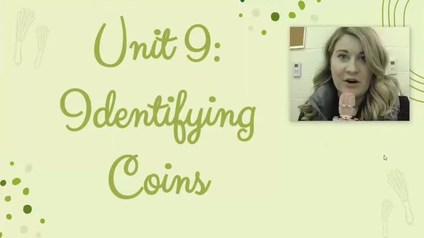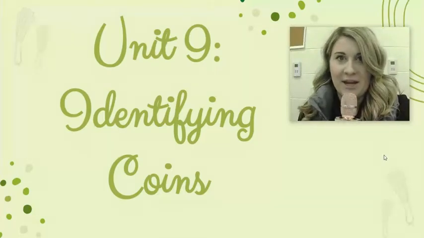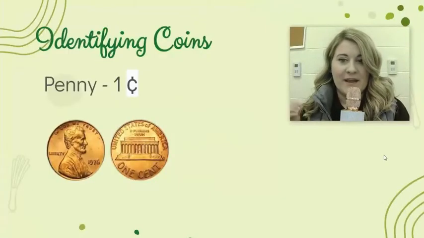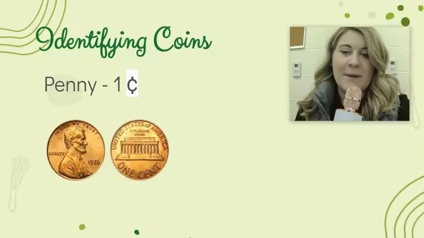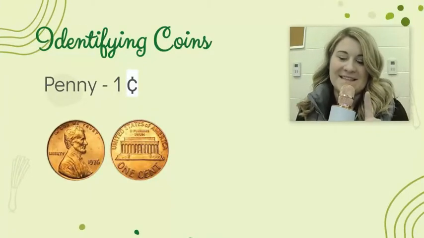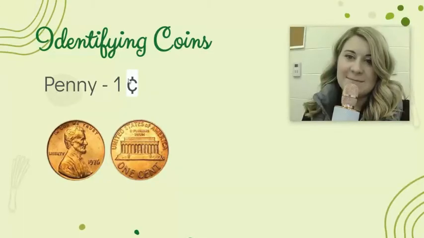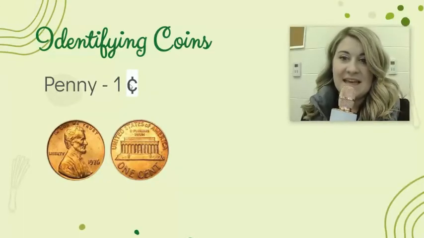So first of all, we have the penny. And on the penny, we have the 16th president, which is Abraham Lincoln, and the penny is worth 1 cent. If you look closely, this is my cent sign. It looks like a C because cent begins with the letter C.